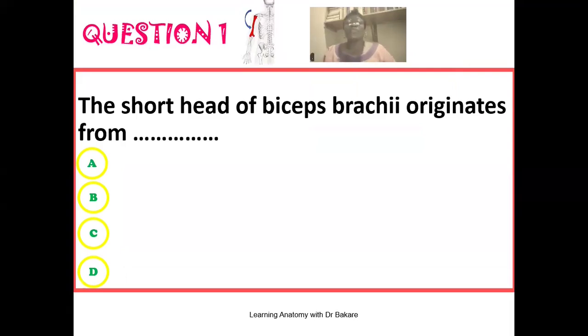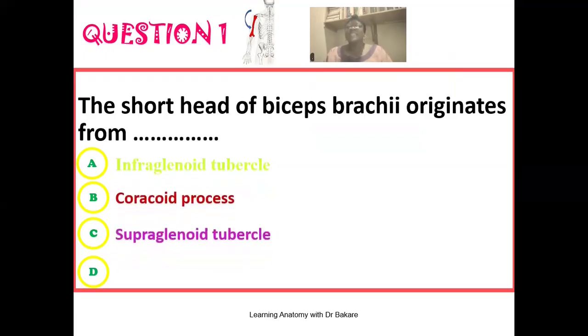The first question we'll be looking at here reads, the short head of the biceps brachii originates from dash. Is it seen to originate from the infraglenoid tubercle? Is it seen to originate from the coracoid process? Is it seen to originate from the supraglenoid tubercle, or is it from the acromion?